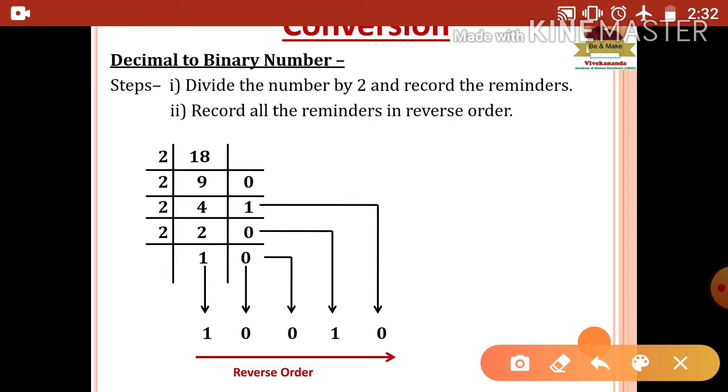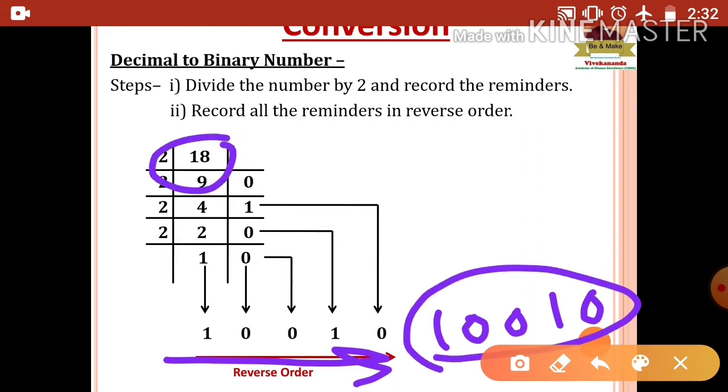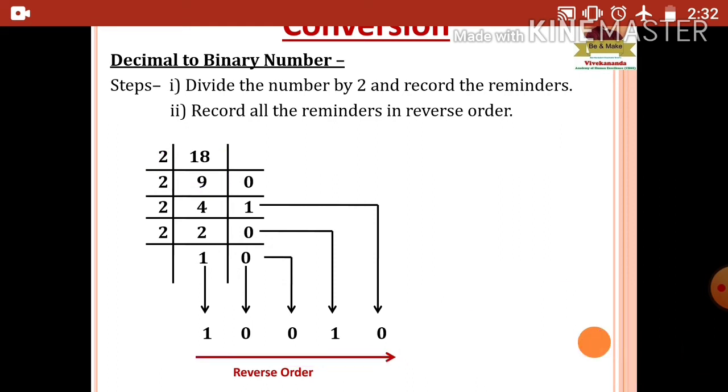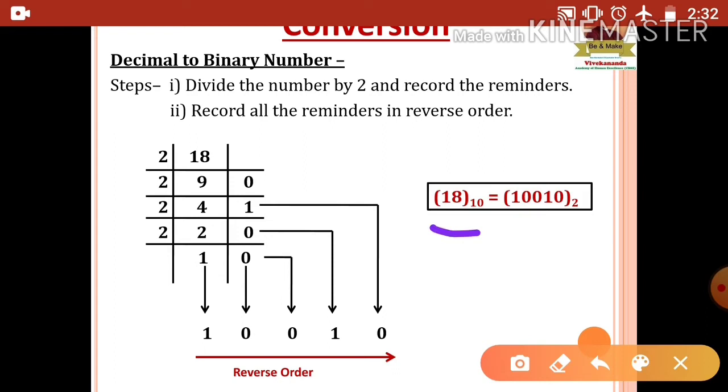Numbers as, so reverse order means this order. So I am going to write this as 1 0 0 1 0. So this is the equivalent number of number 18, but whenever we are going to write down this in equivalent form, then we are going to show it like this one. Okay, it means number 18 from decimal number system will have this number as its equivalent in binary number system.